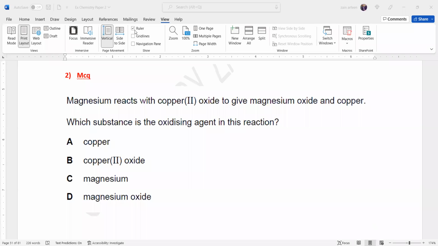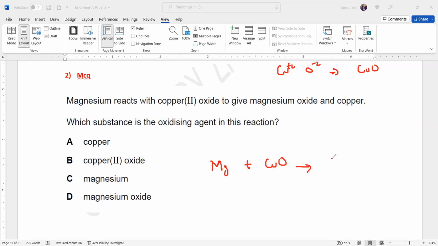Magnesium reacts with copper 2 oxide to give magnesium oxide and copper. So it's better to write the equation to understand. Magnesium reacts with copper 2 oxide, which will be CuO. Why CuO? Because copper is plus 2, oxygen is minus 2. So when the valencies are the same, we simplify and cross multiply. So copper oxide will be CuO.